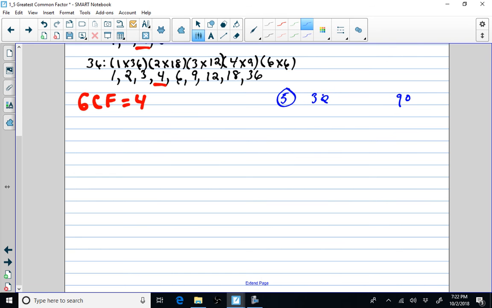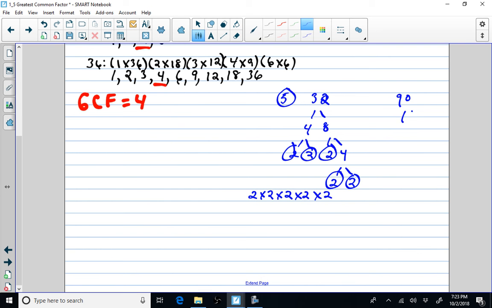For 32, 32 is 4 times 8. Neither is prime. 4 we'll write as 2 times 2. They're both prime. 8 is 2 times 4. The 2 is prime. 4 is 2 times 2. The prime factorization, I have 5 powers of 2: 2 times 2 times 2 times 2 times 2.